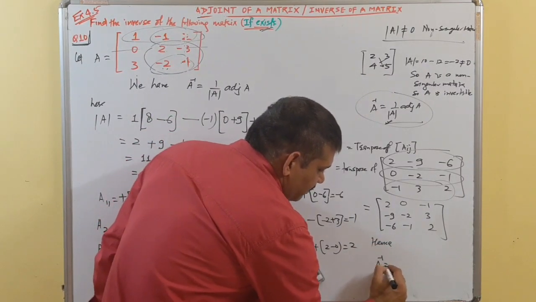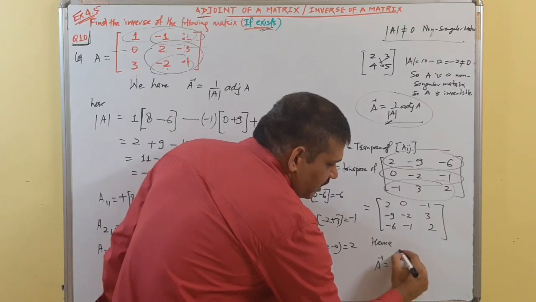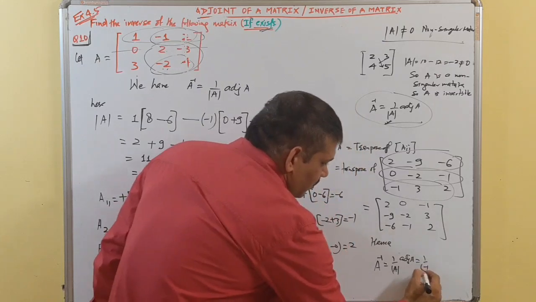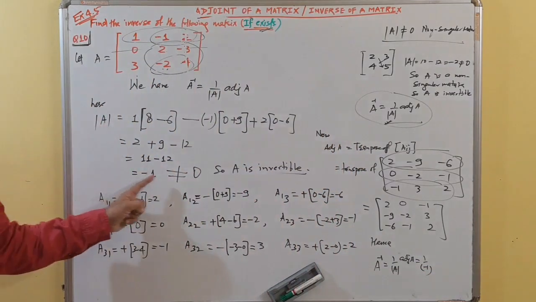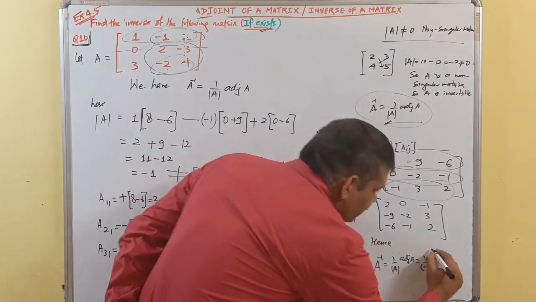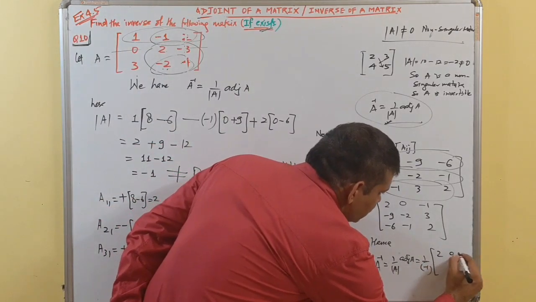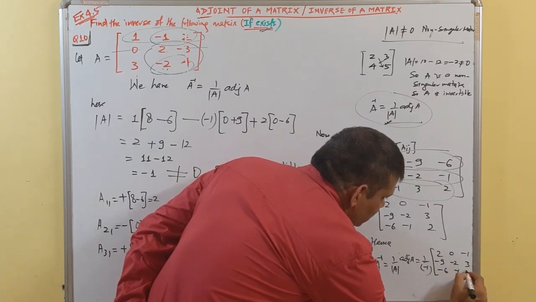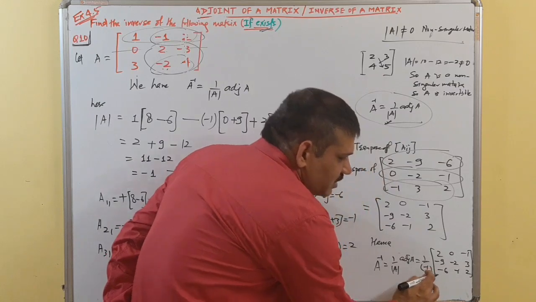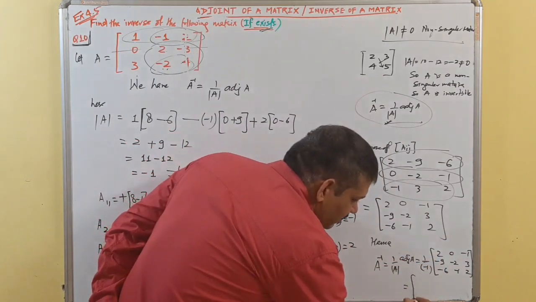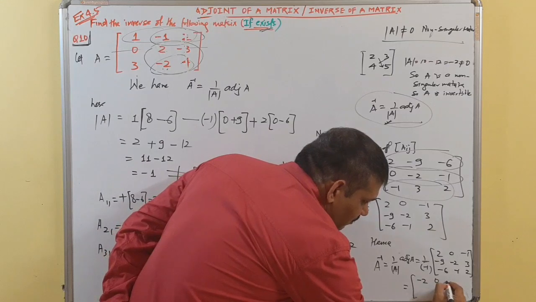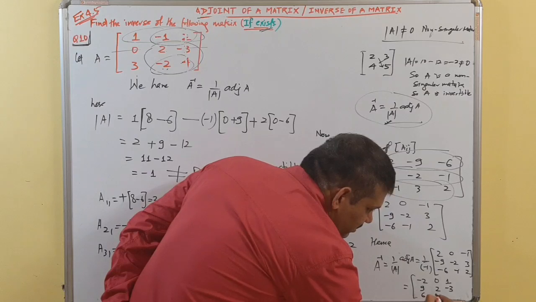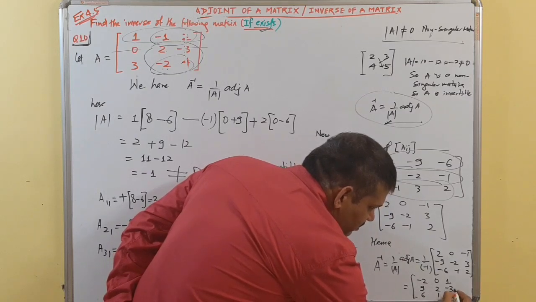Hence A inverse is equal to 1 upon determinant A times adjoint A. Determinant A is equal to minus 1 here. Minus 1 times this 2 0 minus 1, minus 9 minus 2 3, minus 6 minus 1 2. Now we will divide each and every term by minus 1, that is, we will change the sign, and the final answer is minus 2 0 plus 1, then plus 9 plus 2 minus 3, 6 plus 1 minus 2.